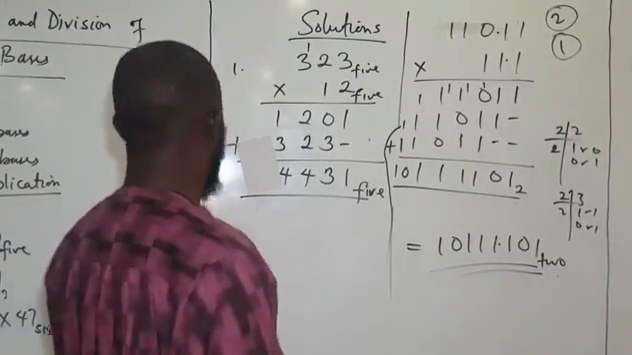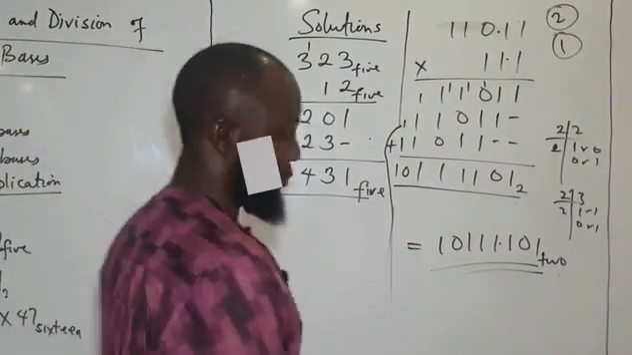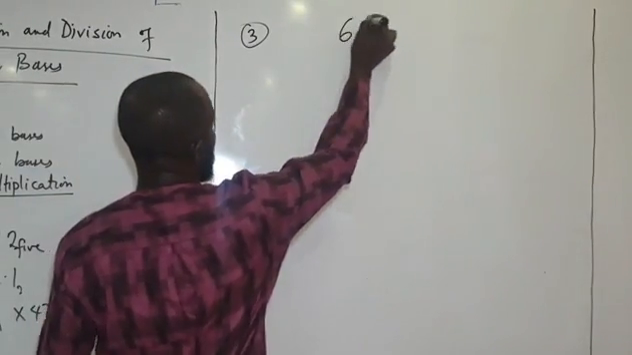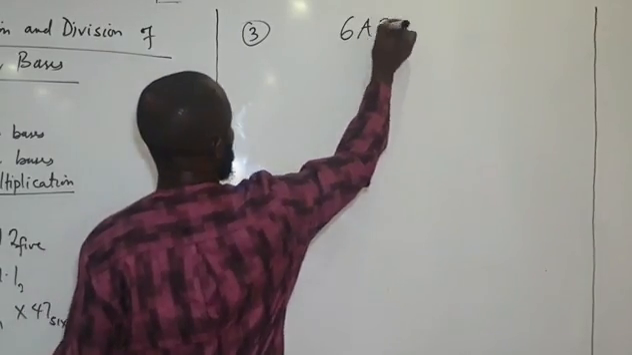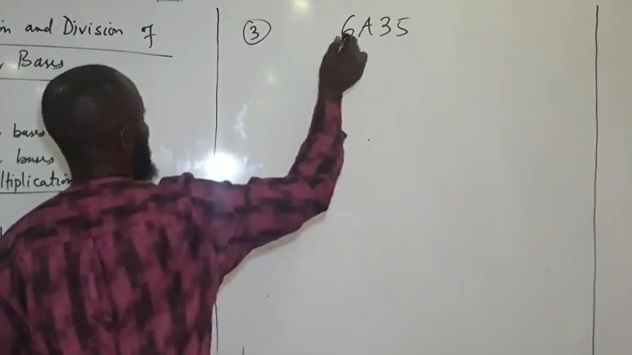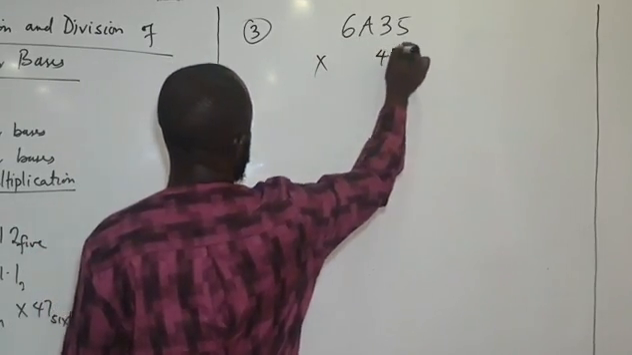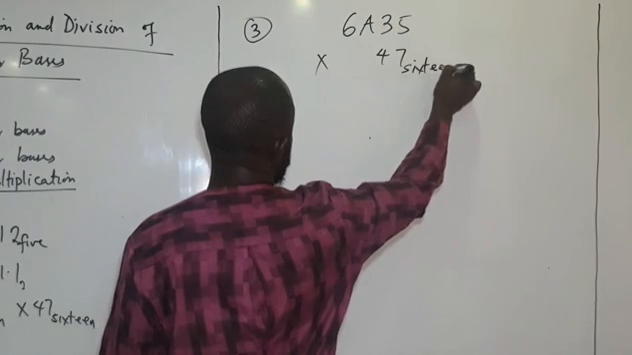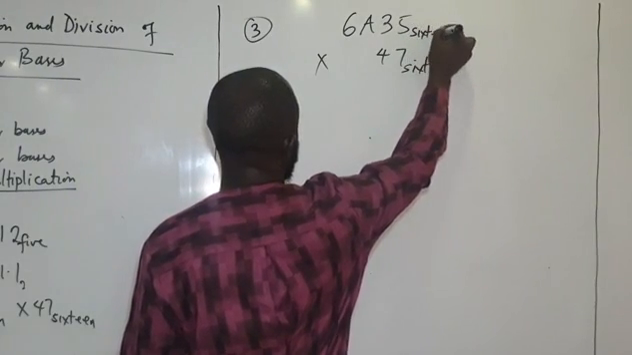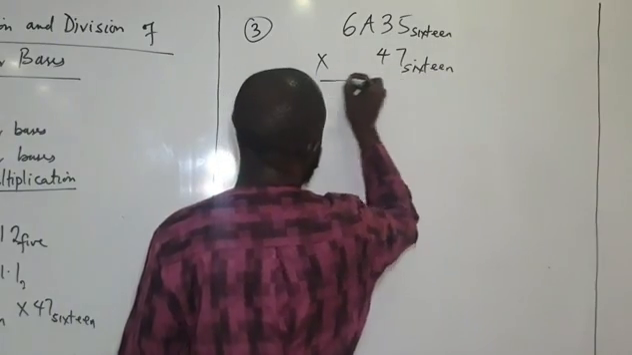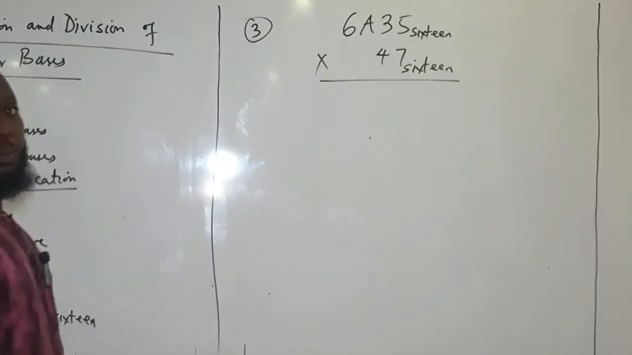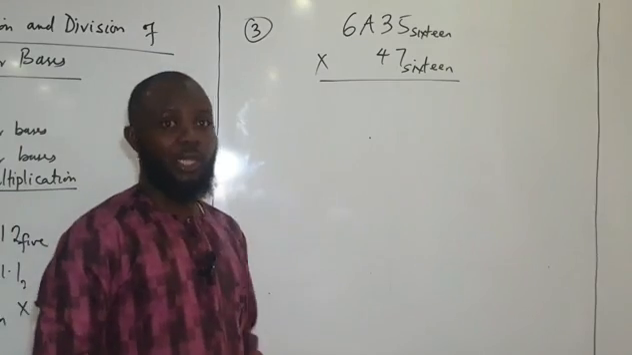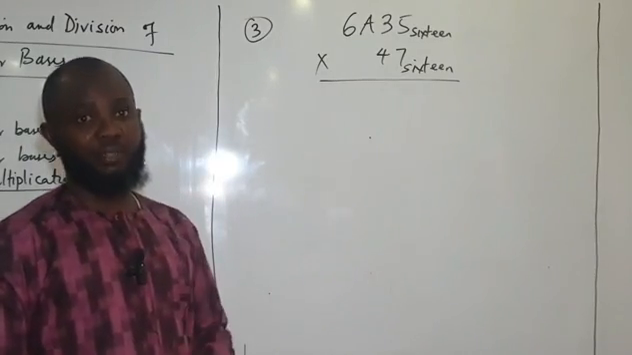So if that is the case, we move to the third example. At example 3, we have 35 multiplied by 47, all in base 16. In base what? 16. They are all in base 16. So the same way you multiply, you must make sure that while multiplying, you must not get a number that is above 16, right?